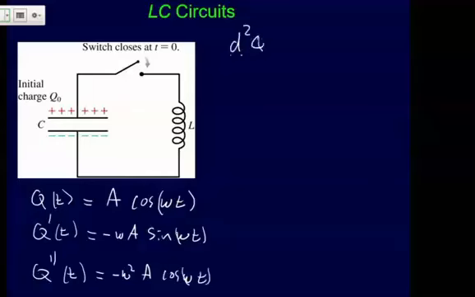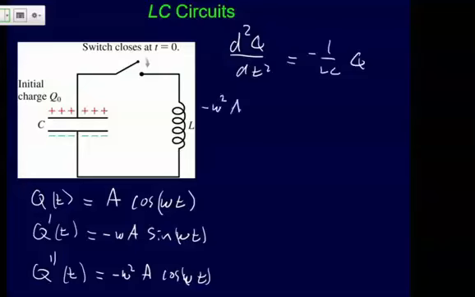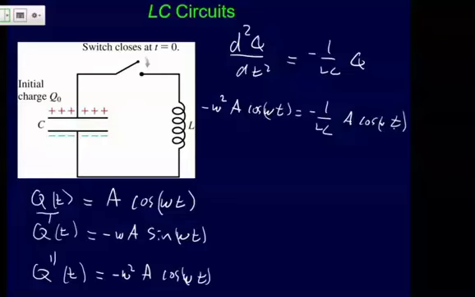Okay, so if we write the equation this way here, which is a nice way to write it, and then I plug in for that. My second derivative with respect to time would be negative omega squared a cosine omega t. And then that equals negative 1 over LC times my actual charge, which is a cosine omega t. And so, like you guys said, we did exactly what we wanted. So we got this equation here.